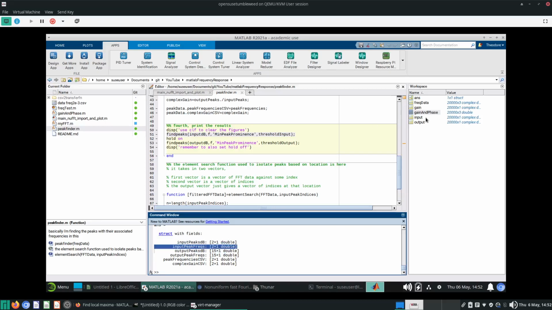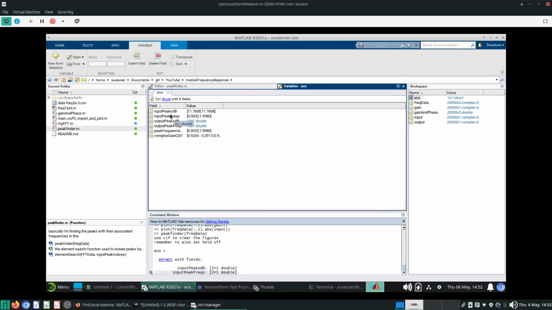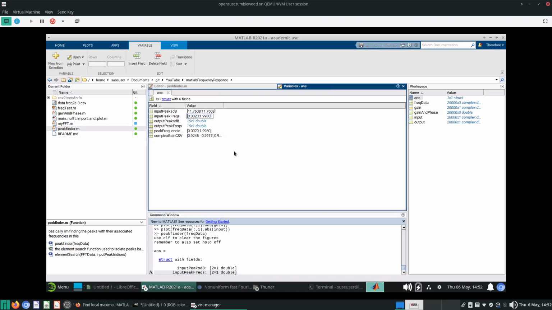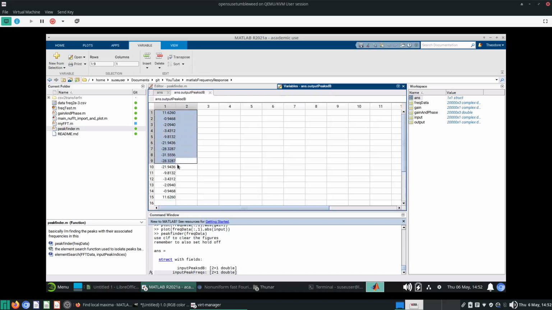So for example, your input peak frequencies. If you take a look at the answer, the input peak frequencies will be at 2 × 10⁻³ Hz, and then somewhere slightly below 2 Hz. But you notice this frequency is of course above the Nyquist frequency, so we can just ignore it. And then the output peaks are all of these. Oh, this is in decibel, sorry. Output peak frequencies: 2 × 10⁻³ Hz, 8 × 10⁻³ Hz, and so on and so forth. So these are your output peaks.